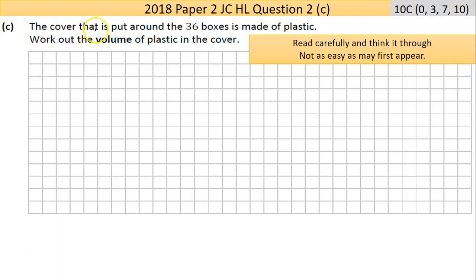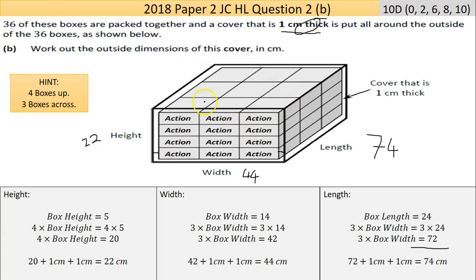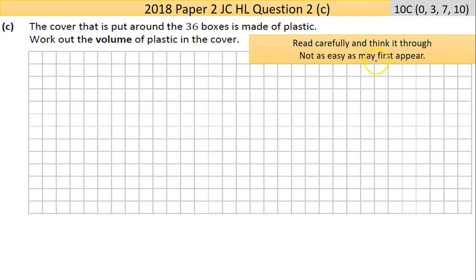Now part C here says the cover that is put around the 36 boxes is made of plastic. Work out the volume of plastic in this cover. We'll go back to the original thing here. So that outer casing is plastic. The inside, take out all the boxes, is empty, so it's not entirely made of plastic. Otherwise you just get 22 by 44 by 74. But the inner part is empty, so that's not actually made of plastic. So that's the trick basically here.